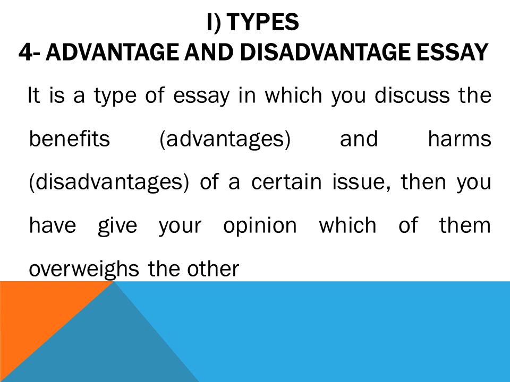The fourth type of essay you are required to know is the advantage and disadvantage essay. It is a type of essay in which you discuss the benefits or advantages and the harms or disadvantages of a certain issue. Then you give your own opinion of which outweighs the other. In other words, do the benefits outweigh the disadvantages or vice versa?